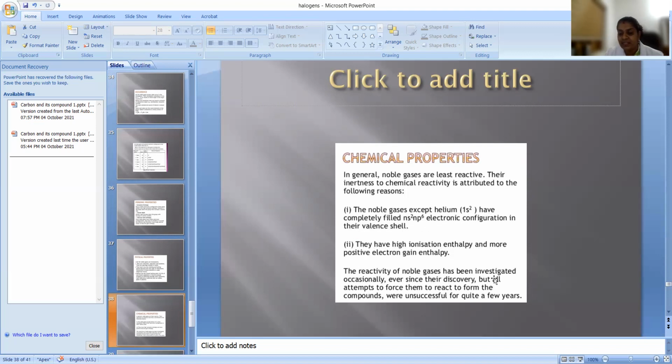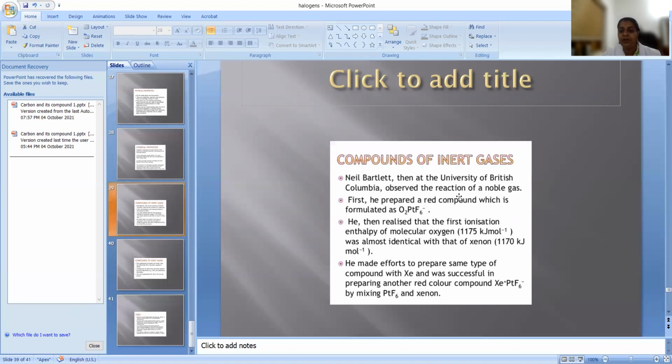The reactivity of noble gases has been investigated occasionally ever since their discovery, but all attempts to force them to react to form compounds were unsuccessful. But now we know that some compounds of noble gases are also possible. Now chemical properties, compounds of inert gases are possible to some extent, okay. So first he prepared a red compound which is formulated as O2PtF6. This was first prepared.